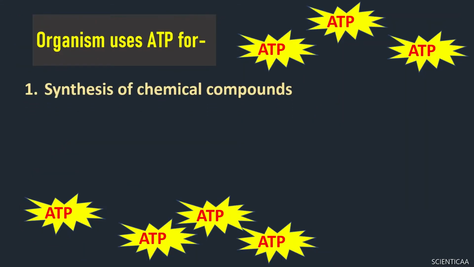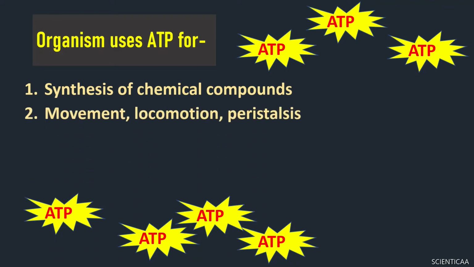Now, what are organisms using this ATP for? Organisms are synthesizing various chemical compounds with the help of this ATP. So various anabolic reactions happening inside the cell are because of the ATP which is supplied by the mitochondria.